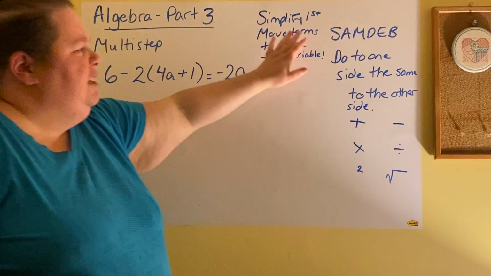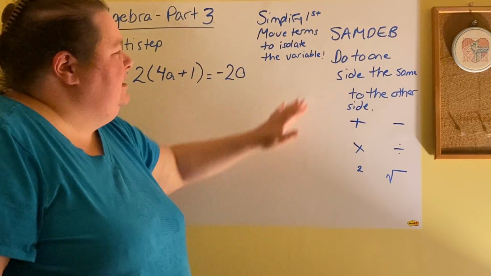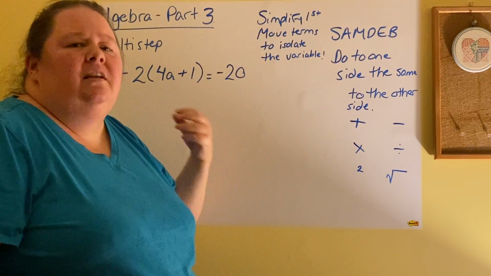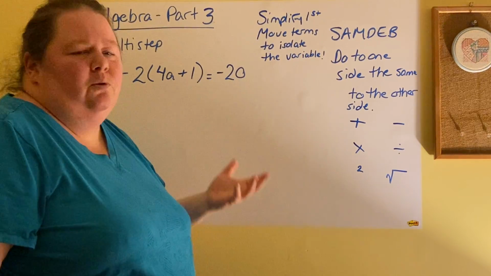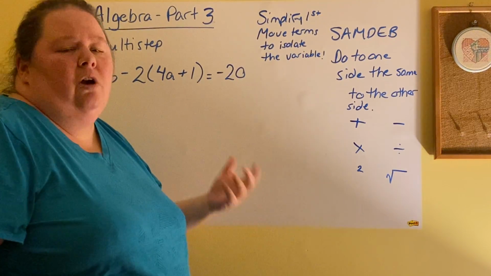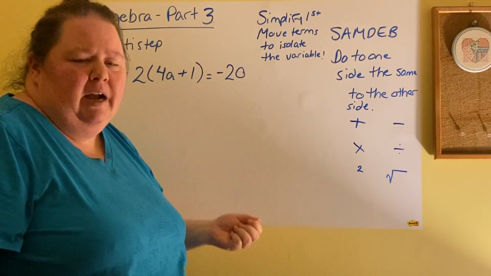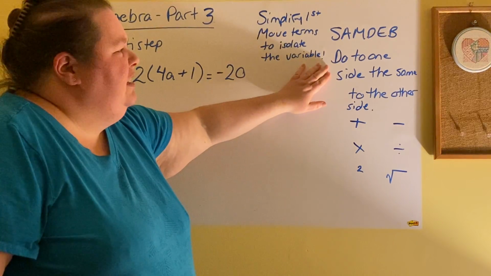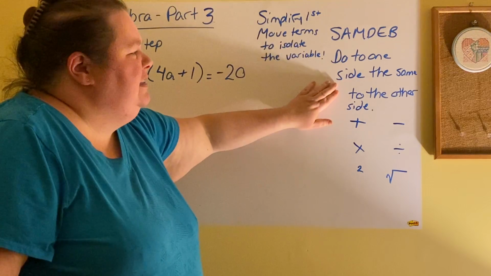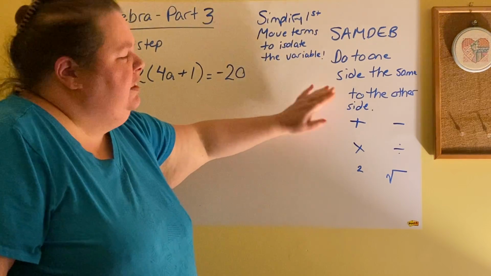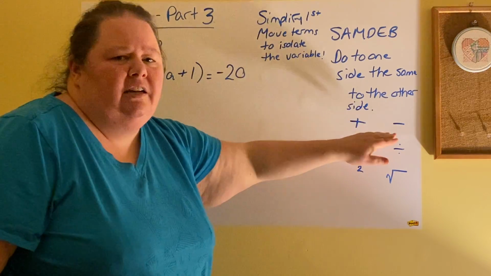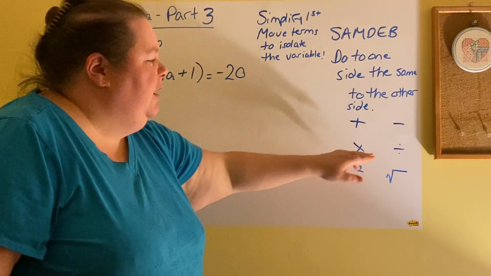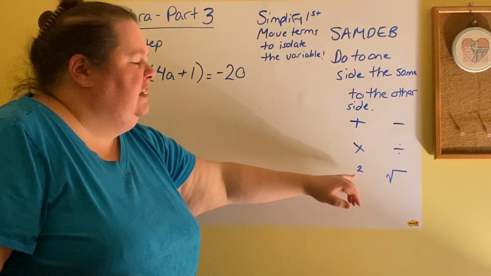So I've left some information over here just to remind us of different things. SAM-DEB being the opposite of BEDMAS, because again, you're working in reverse in order to solve, because you're trying to get the variable by itself. The other thing you've got to remember is do to one side the same that you would do to the other.